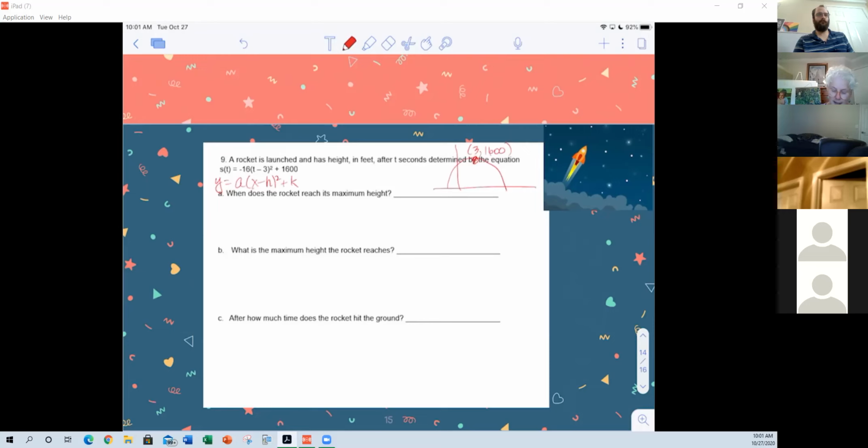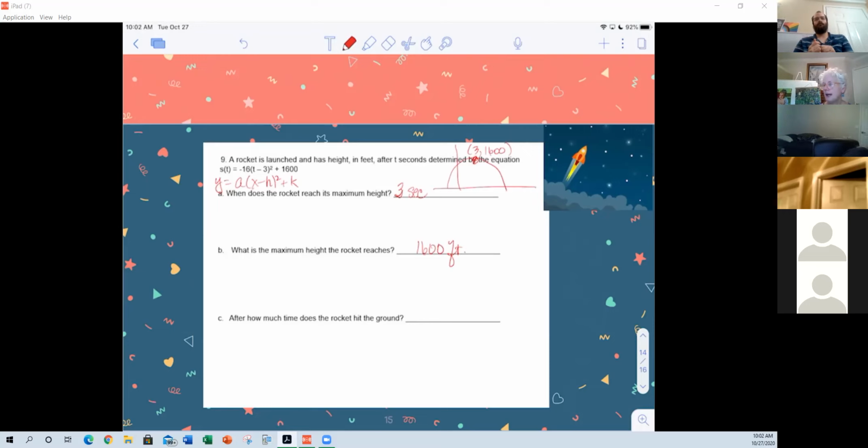All right, so when does the rocket reach its maximum height? After how long does it take for it to reach its maximum height? 3 seconds. What is the maximum height? 1600. Again, for full credit, you need to make sure you put units of measure in there.